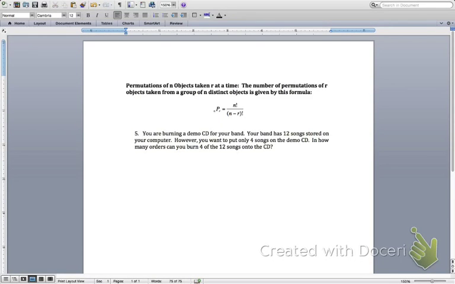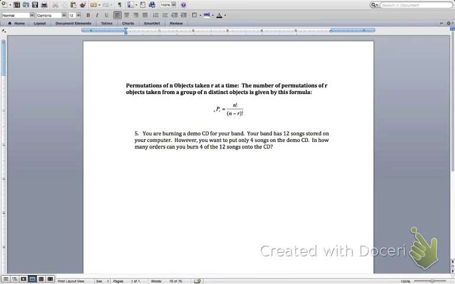Lesson 10.1, Permutations of n objects taken r at a time. The number of permutations of r objects taken from a group of n distinct objects is given by this formula.